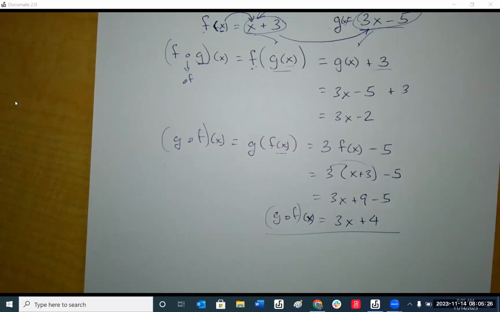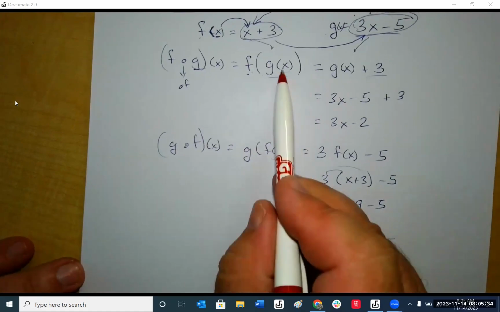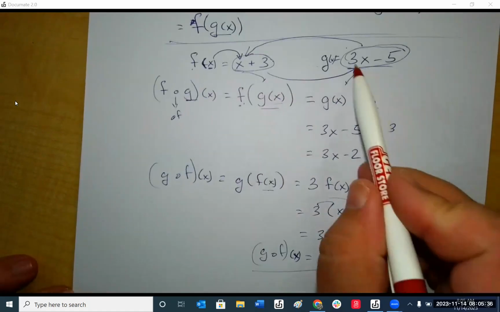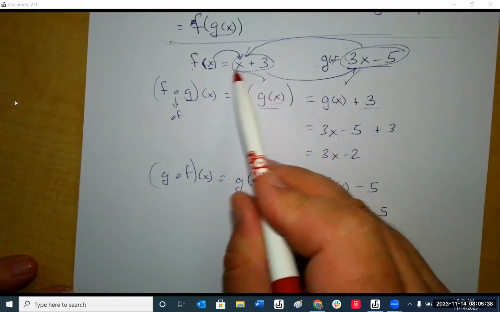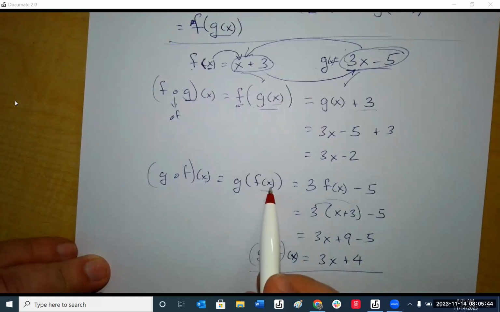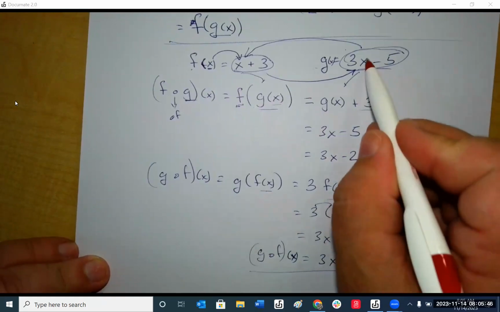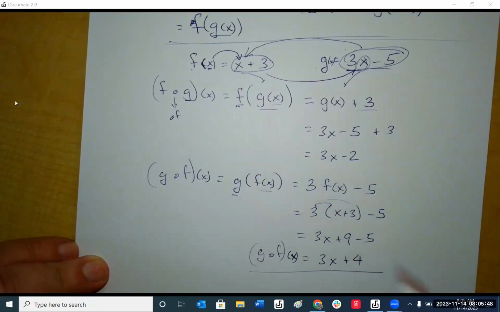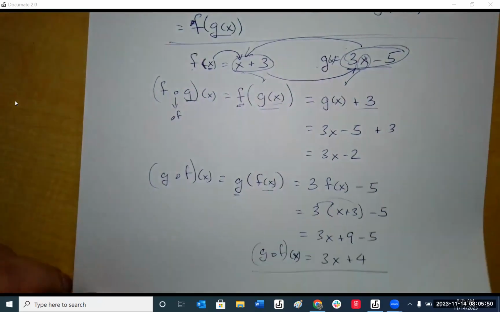We'll need this to start off chapter 5. All right, so that's what a composite function is. It's whatever's on the inside, that function goes in place of x of the outer one. Whatever's on the inside goes in place of the x of the outer function. All right, let's look at some examples.